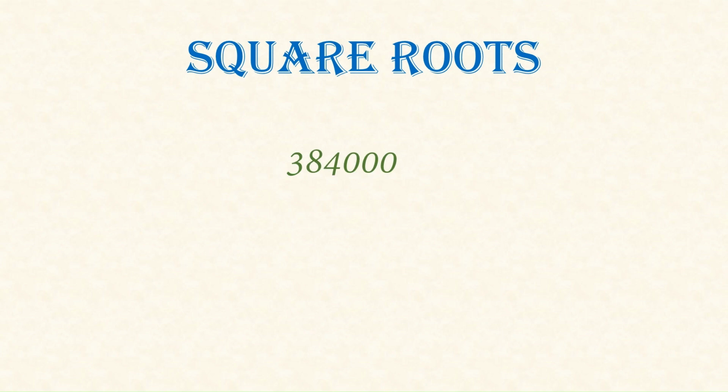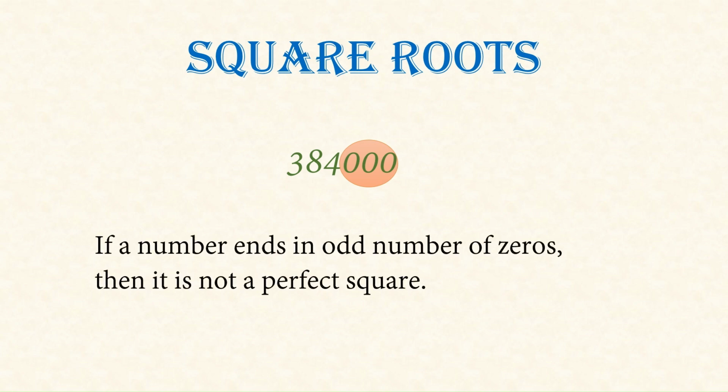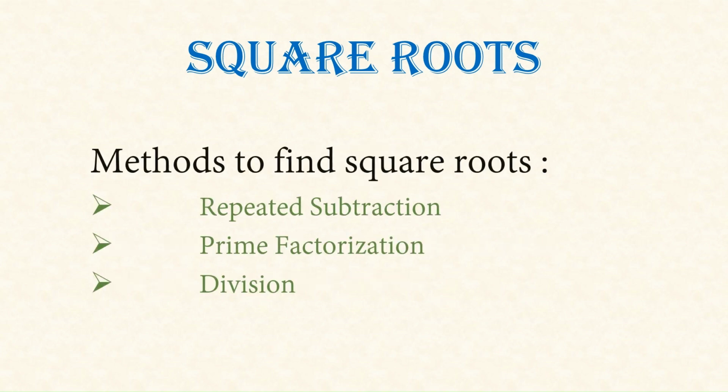Also, when we have zeros at the end of a number, just count the number of zeros there. If the count is odd, then it is not a perfect square. Here we have 3 zeros, which means this particular number is not a perfect square. Now we'll see how to find square roots using different methods.